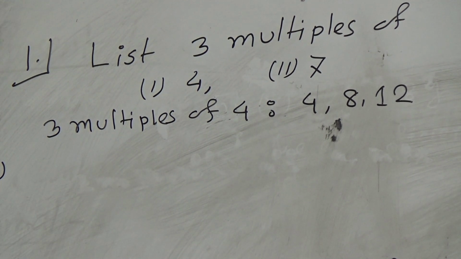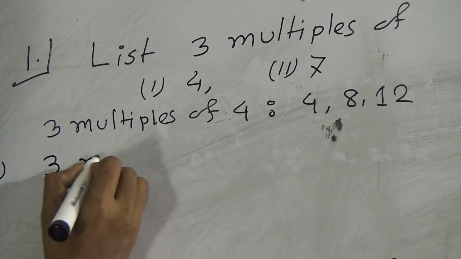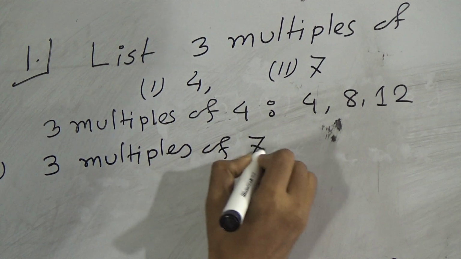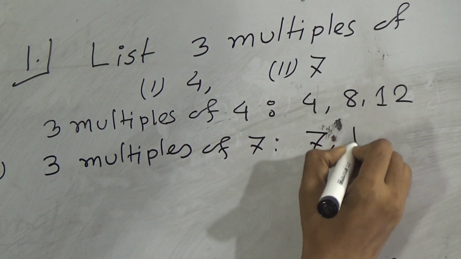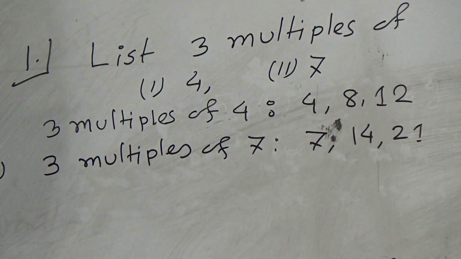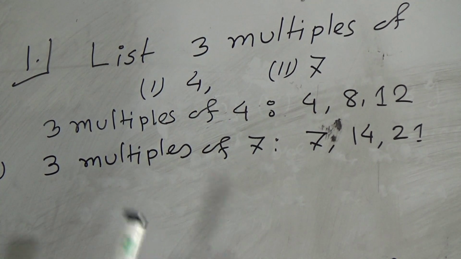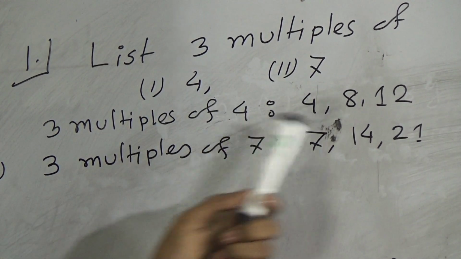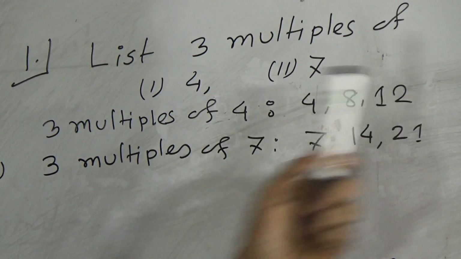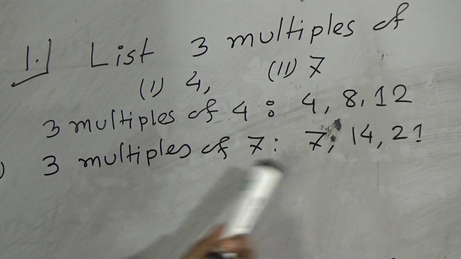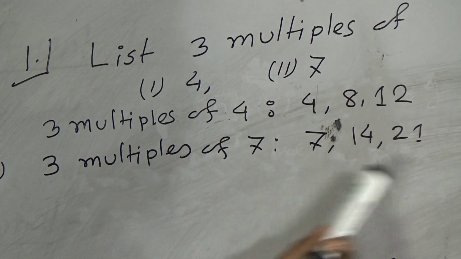3 multiples of 7, right? 3 multiples of 7. What? 7, 14, 21. How can you find them, student? Look, at first you have to multiply by 1, then 2, then 3, then 4, like this way. When I multiply 4 by 1, you get 4, then 4 by 2, you get 8, then 4 by 3, you get 12. Similarly, 3 multiples of 7: at first we multiply by 1, then 7 ones are 7, 7 twos are 14, 7 threes are 21.